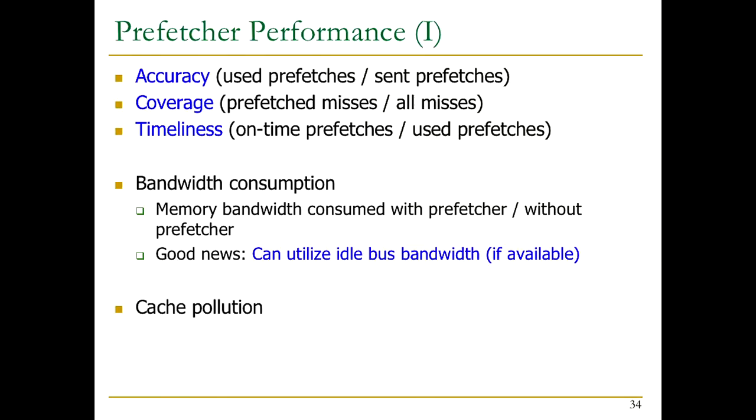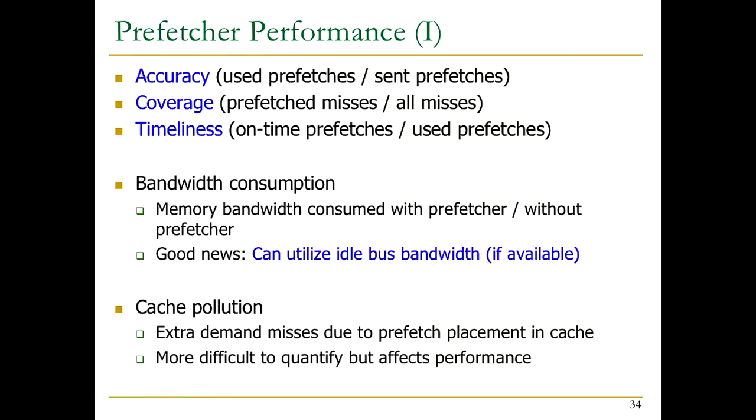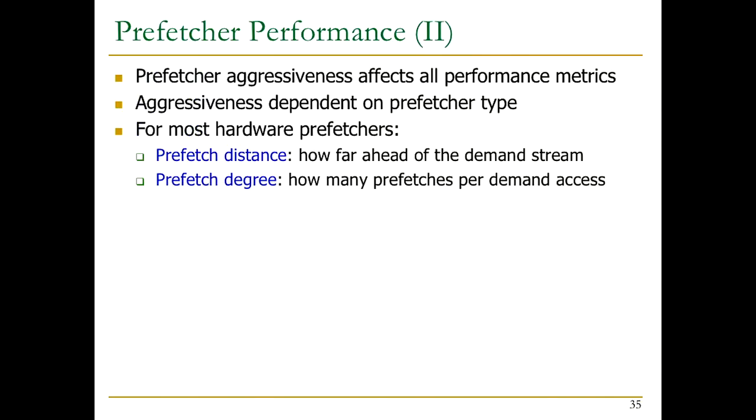Cache pollution is another metric. These are extra demand misses that are caused by the prefetcher due to placement of the prefetches into the cache. It's a bit more difficult to quantify because there is a lot of complexity going into the cache, but it does affect performance. Okay, let's look at some of these. So prefetcher aggressiveness affects all of the performance metrics. And aggressiveness is dependent on the prefetcher type, as we've discussed. Software prefetchers have a different parameter for aggressiveness compared to hardware prefetchers.